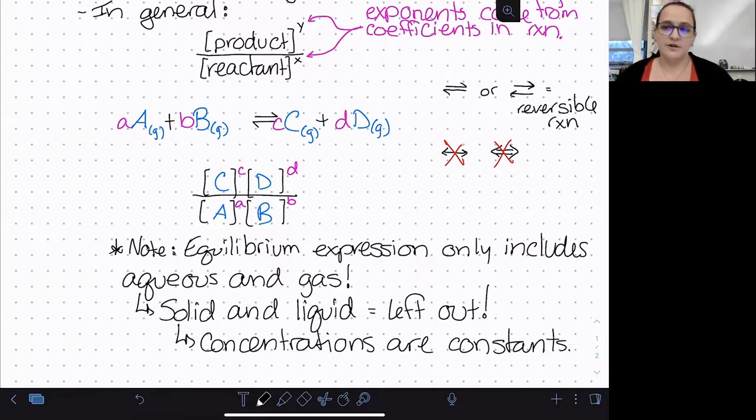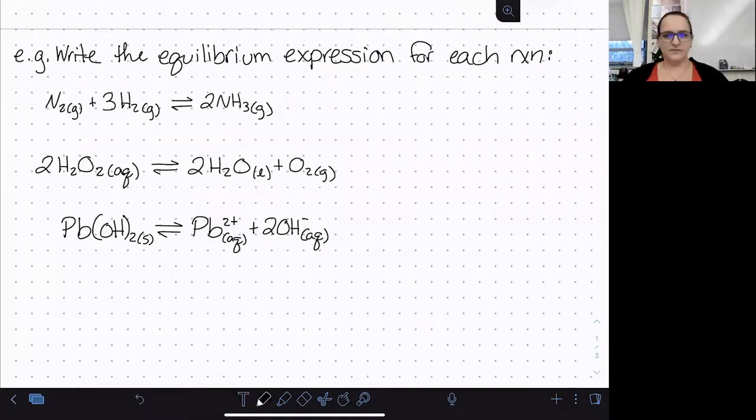It is the changing concentrations of reactants and products that control the speeds of the forward and reverse reactions, so the only ones we're interested in are the ones that can actually change. So we just ignore liquids and solids for most equilibrium calculations. Use this information to try to write the equilibrium expression for each of the following reactions.